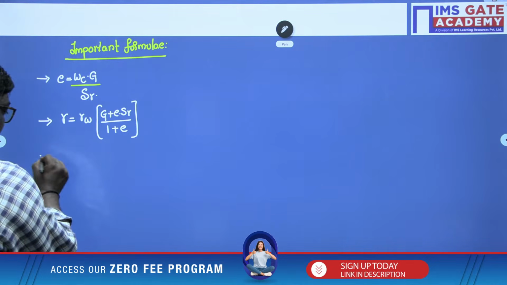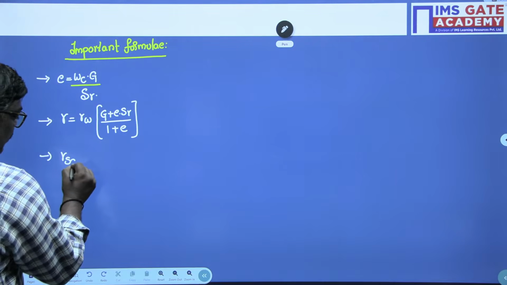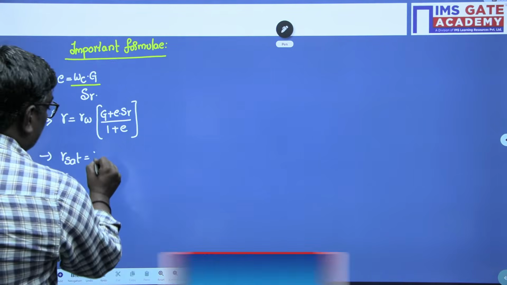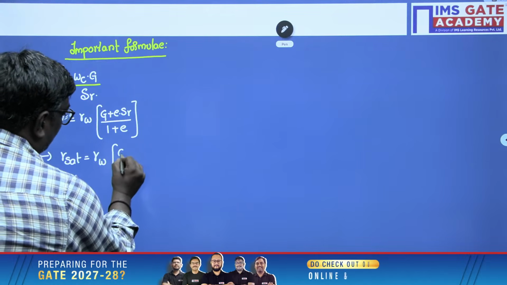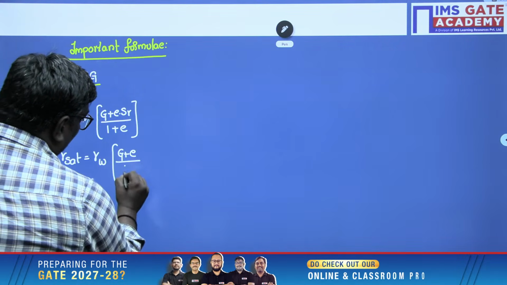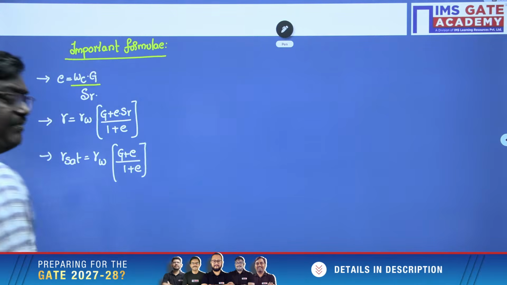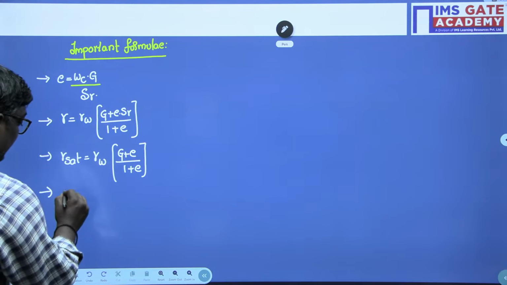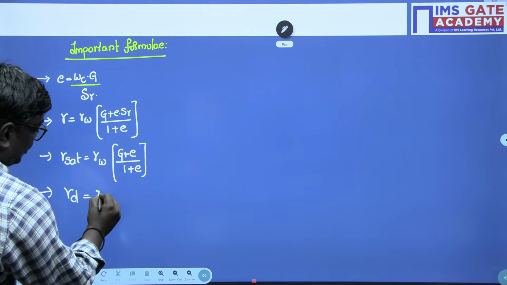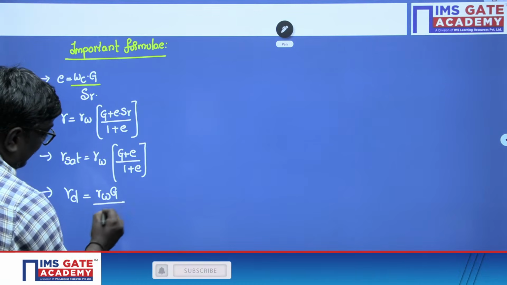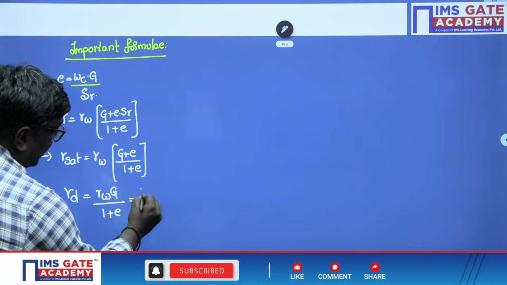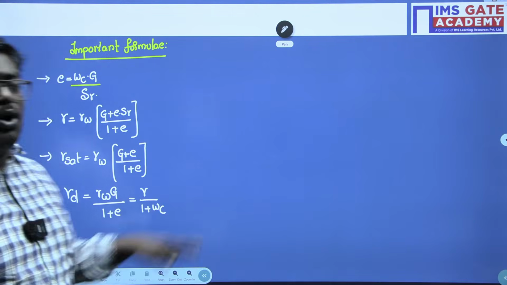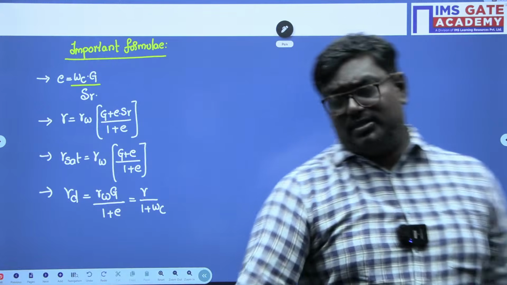Now, gamma will become gamma sat when degree of saturation is equal to 1. So, gamma sat can be written as what, my dear students? Gamma W into G plus E upon 1 plus E. Now, if I want dry unit weight, in this case you can write SR as 0. From that formula, you will get gamma W into G upon 1 plus E, or it can also be written as gamma upon 1 plus water content. All these formulas are very, very important, my dear students.